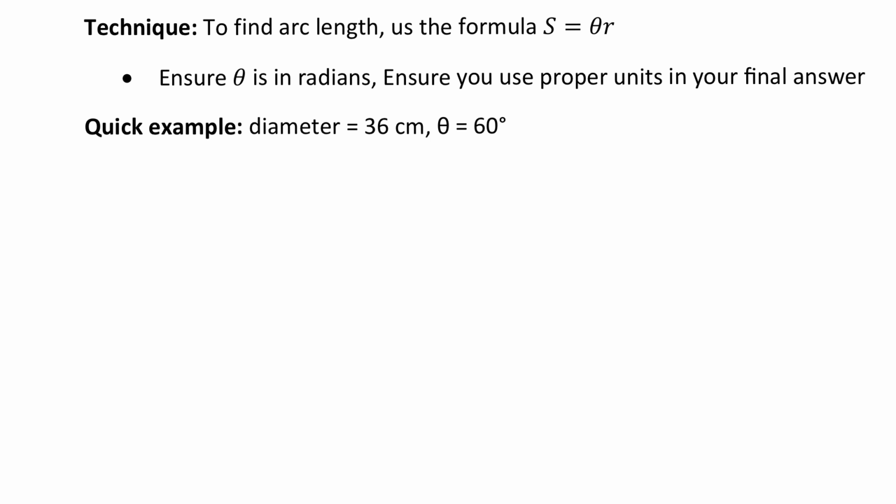So let's go ahead and use this technique. How do we find the arc length? Well, we use the formula S equals theta r. We ensure theta is in radians. We make sure we put units at the end. So let's say the diameter was 36 centimeters and theta was 60. Go ahead and pause the video and give this a try.